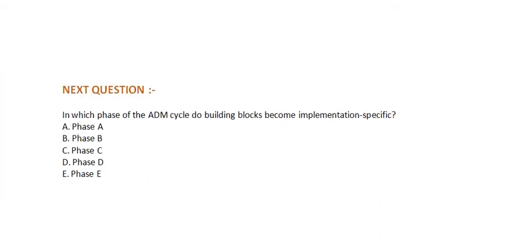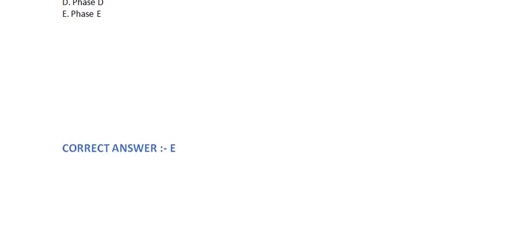Today's questions are, in which phase of the ADM cycle do building blocks become implementation specific? Option A, phase A. Option B, phase B. Option C, phase C. Option D, phase D. And option E, phase E. The correct answer is option E.